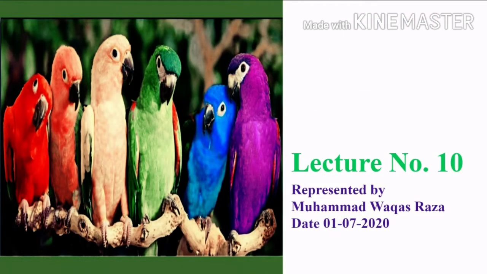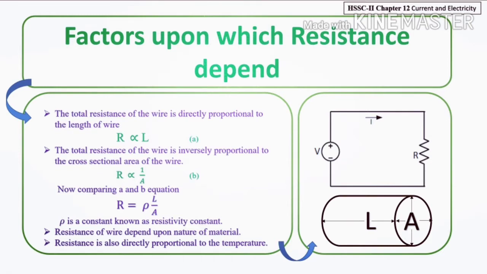I am Muhammad Qasaza, and today I am going to deliver lecture number 10 of chapter 12, Current and Electricity. The first article is factors upon which resistance depends.